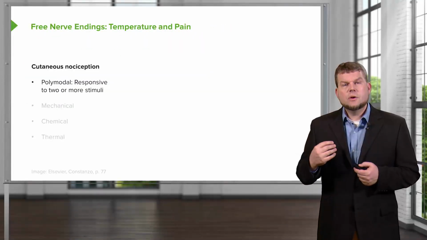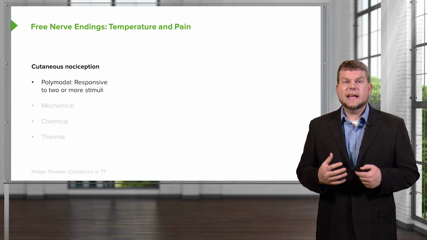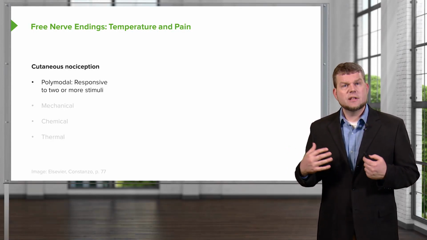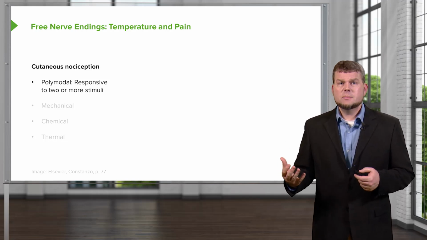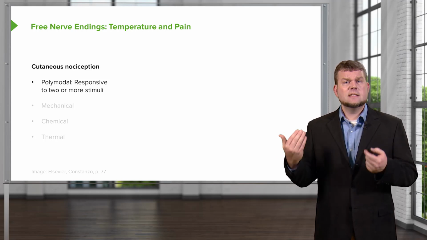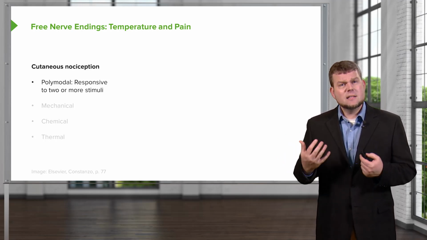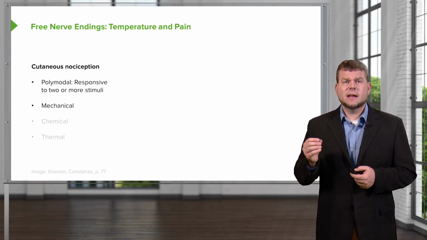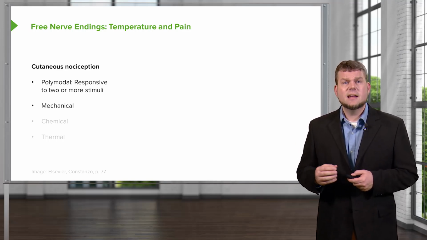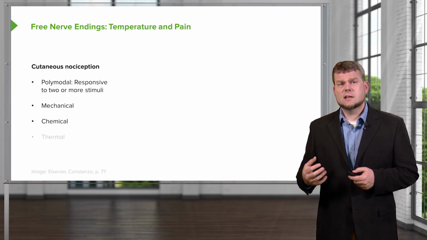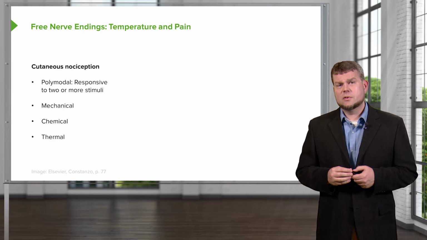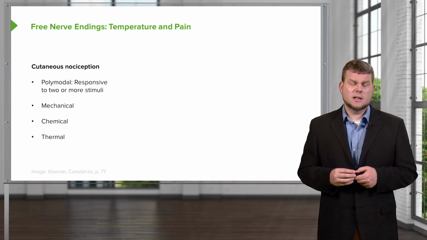Now, cutaneous nociceptors or pain fibers can act in a few ways. One is that they are polymodal. This means they may respond to one or more stimuli. And why this is important is because you can have mechanical stimuli that cause nociceptive responses, chemical stimuli that cause nociceptor responses, and thermal stimuli that can cause nociceptor responses.